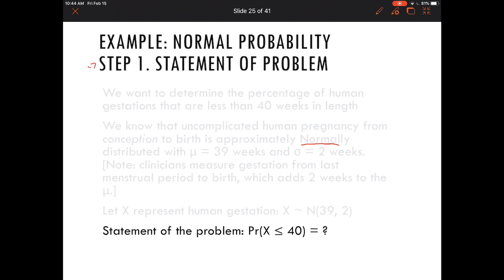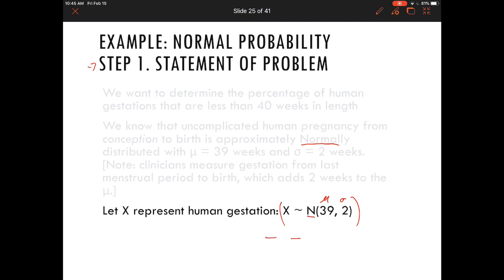So this is step 1, the statement of the problem, which is: what is the probability of X being less than 40 weeks? It's notated by X distributed as a normal distribution with a mean mu of 39 weeks and a standard deviation of 2 weeks. Notice here that we're using N for normally distributed. Back in chapter 6 we had a B, which is for binomial distributions. So when you see N or B, that tells you the difference between whether this is a normally distributed problem or whether you're using a binomial distribution calculation going forward.